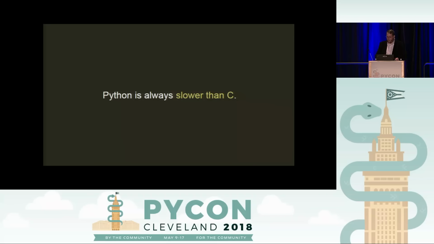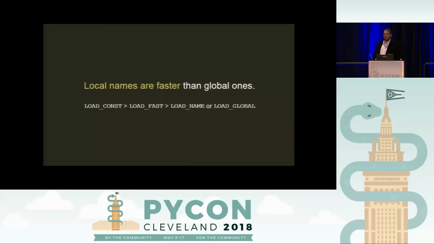So here are a few. Have you ever seen a Python optimization guide that says don't refer to names inside a loop, always alias it to something and then refer to the alias inside the loop? This is why. Not all load operations are equal. Load const and load fast are very fast. Load name, load global are comparatively quite slow.